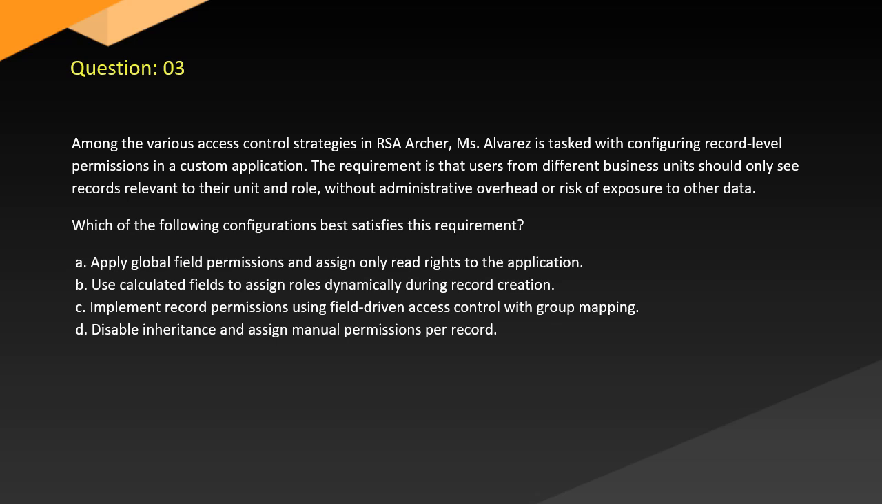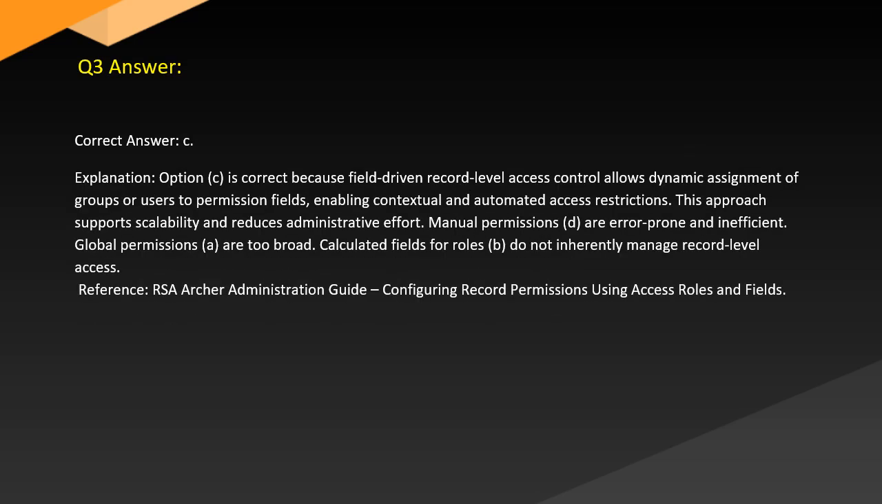A. Apply global field permissions and assign only read rights to the application. B. Use calculated fields to assign roles dynamically during record creation. C. Implement record permissions using field-driven access control with group mapping. D. Disable inheritance and assign manual permissions per record. Answer. Correct answer: C. Explanation. Option C is correct because field-driven record-level access control allows dynamic assignment of groups or users to permission fields, enabling contextual and automated access restrictions.